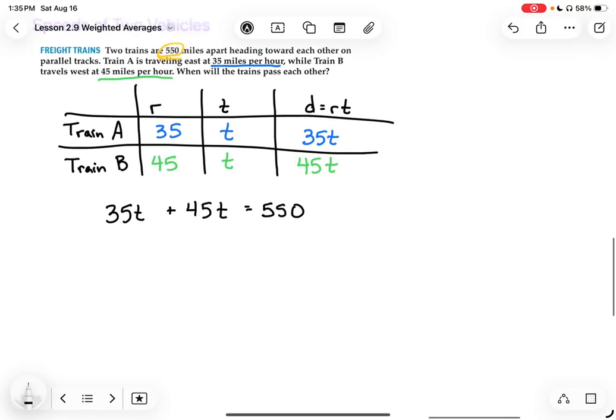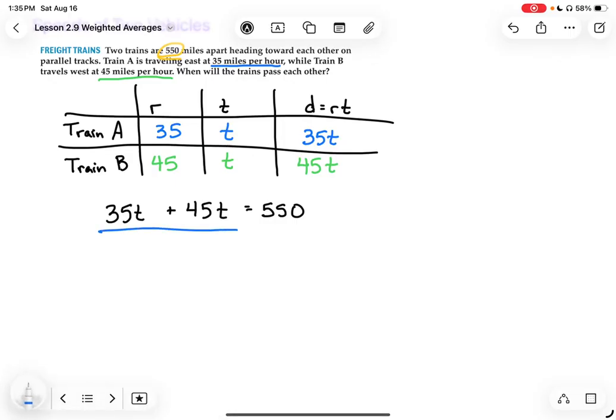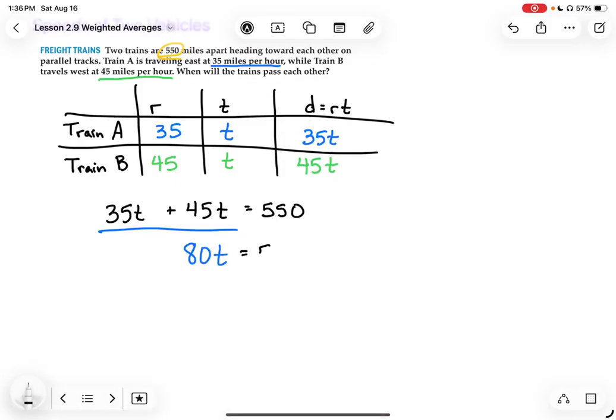This problem is very easy. We start off by combining our like terms. 35 plus 45 is 80. For showing our work, we're going to say we combine like terms.